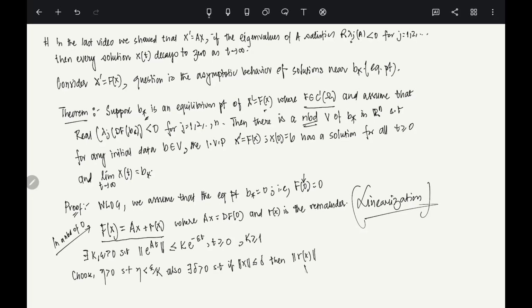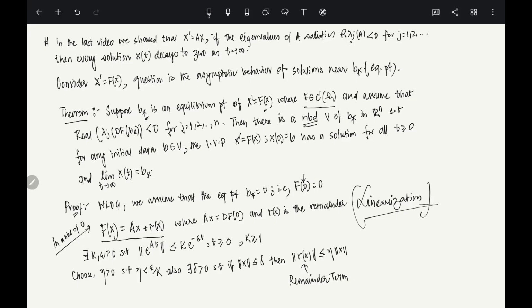You remember the remainder term. This is the remainder term of Taylor expansion. Norm of R(x) will be dominated by eta times norm of x. Is it okay? That's just the definition of the remainder term, right? Okay. So we can always do that.